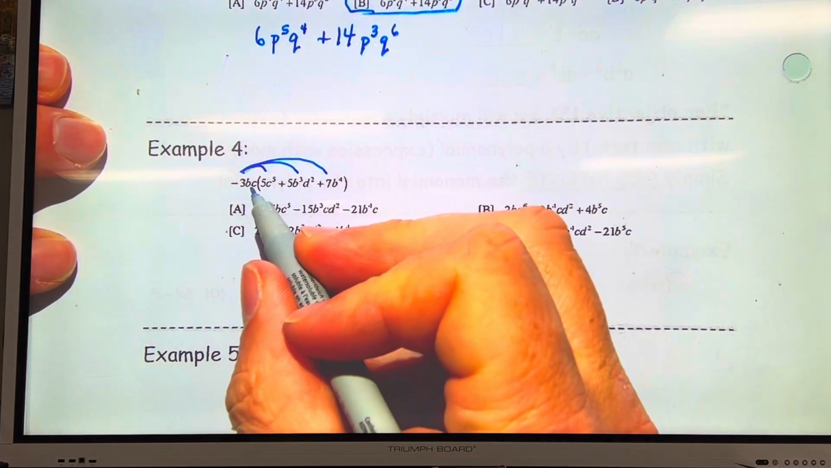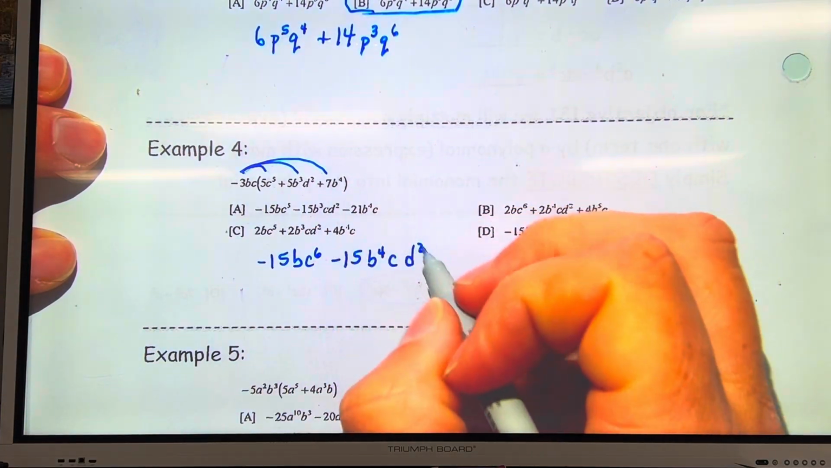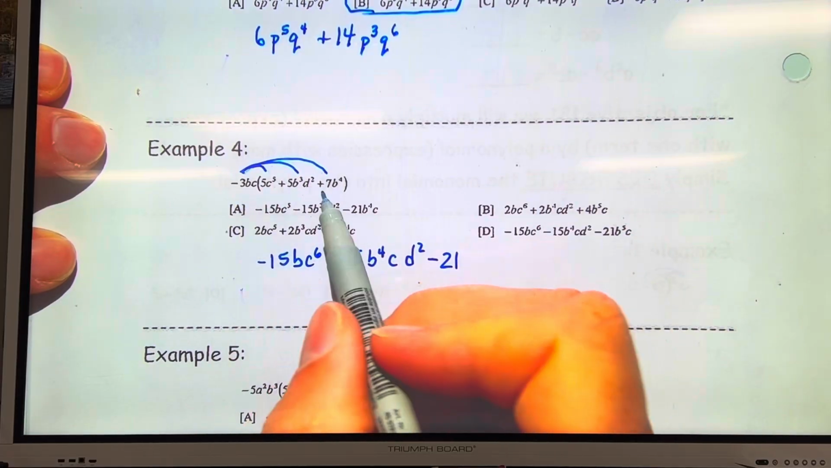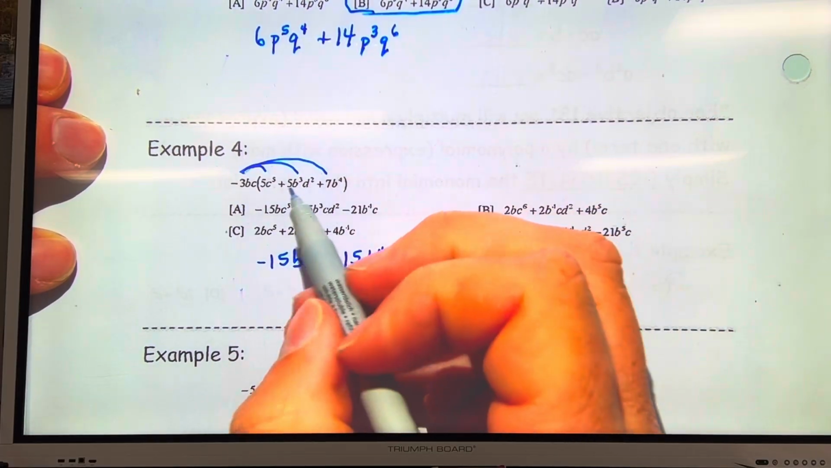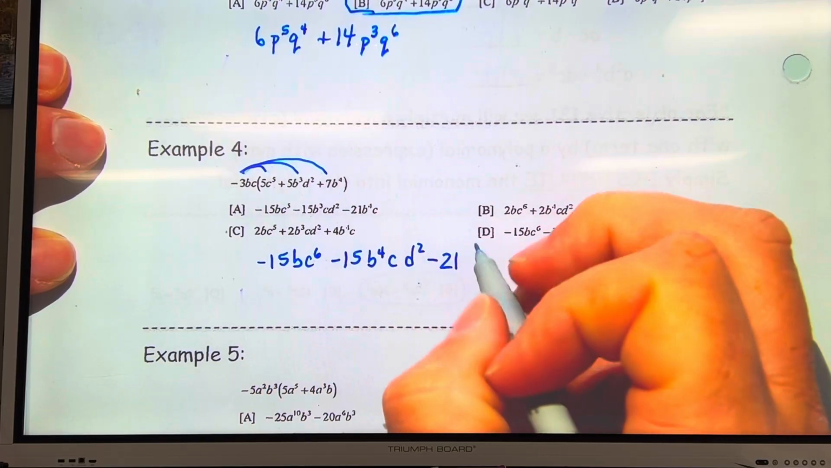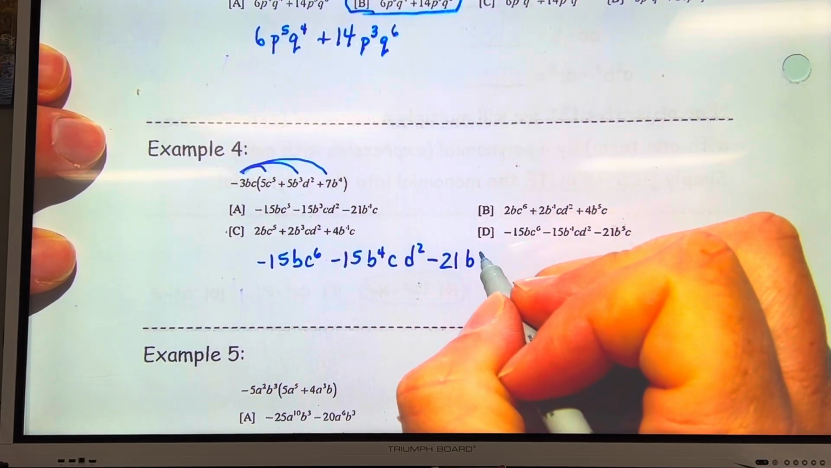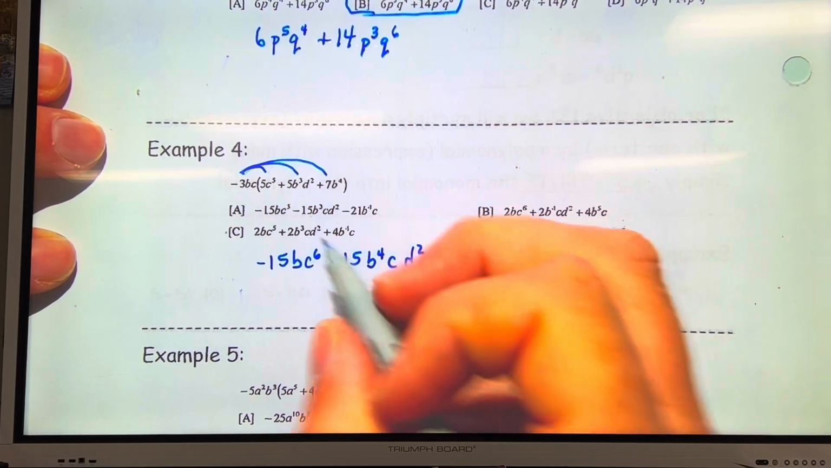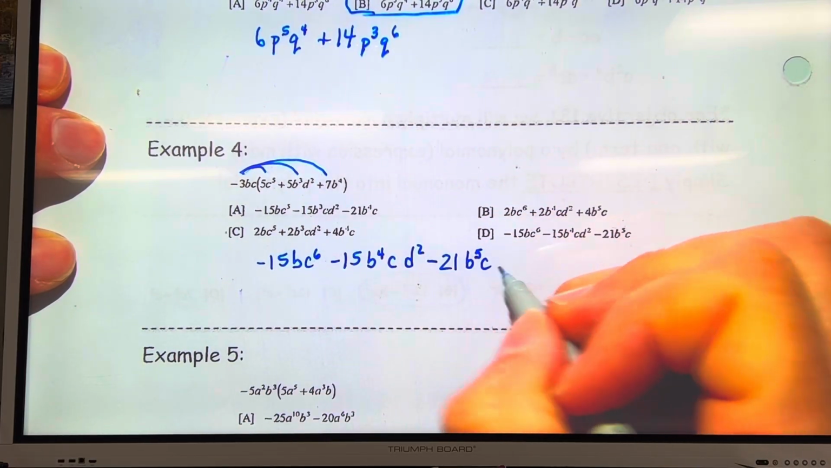Last one here, last piece I have to multiply. It's going to give me negative 21, because negative 3 times 7 is negative 21. I just have a B to worry about, so B times B to the 4th gives me B to the, hopefully somebody just said 5th, and then I've just carried my C down.